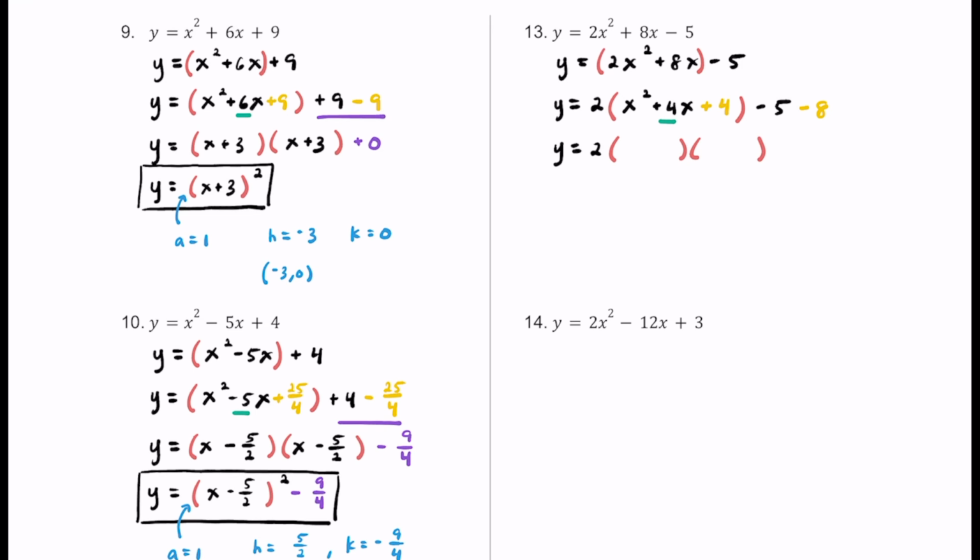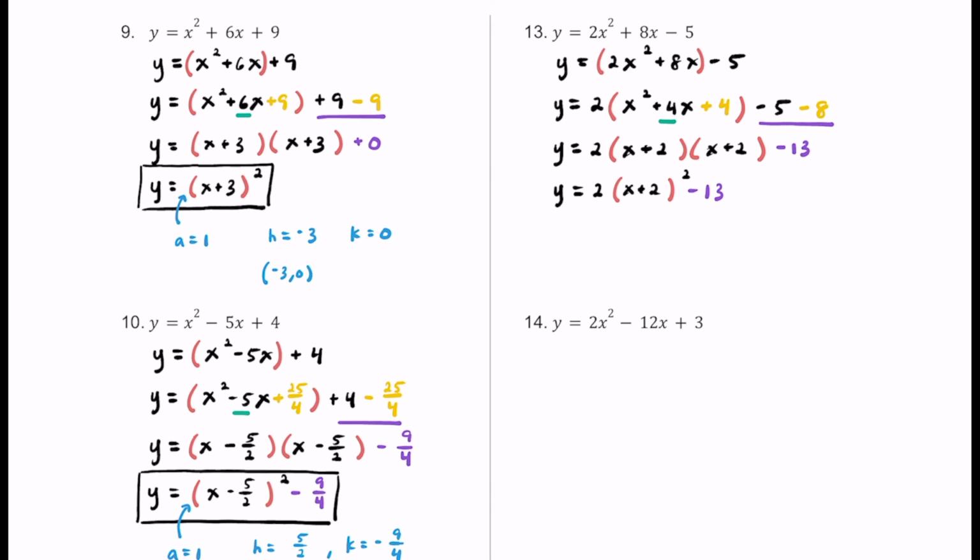Okay, so let's go ahead and factor this. This is going to be the quantity of x plus 2, quantity of x plus 2, and then on the outside here we have this -5 minus 8, which should just be -13. At least we didn't have to deal with fractions this time, right? So we have this y is equal to 2 times a quantity. And we'll have this x plus 2 binomial. We have 2 of them because we completed the square, and then -13.